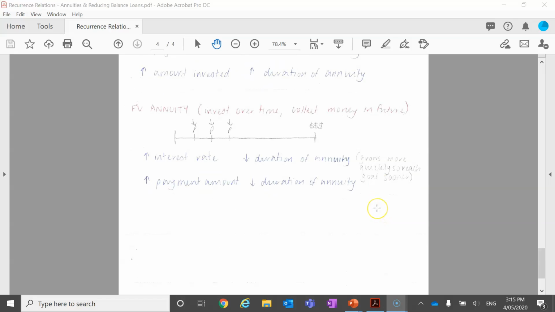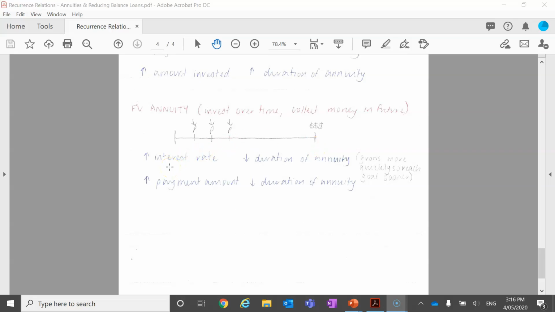What happens for our future value annuity? This type is where we invest money over time, so we put money into our account over time, and we collect our lump sum payment at some time in the future. If I increase my interest rate, then that will actually decrease the duration of my annuity. So I'm working on the assumption here that I know I want my account to grow to, let's say, $50,000. So under the current circumstances, it might take 10 years to grow to $50,000.